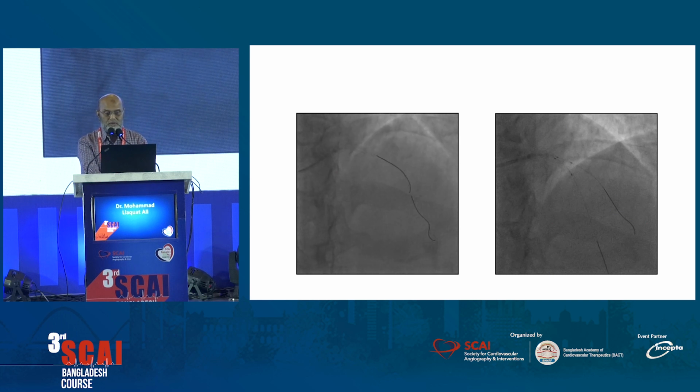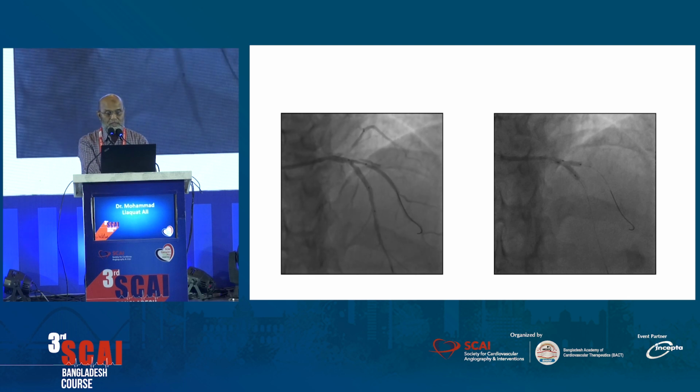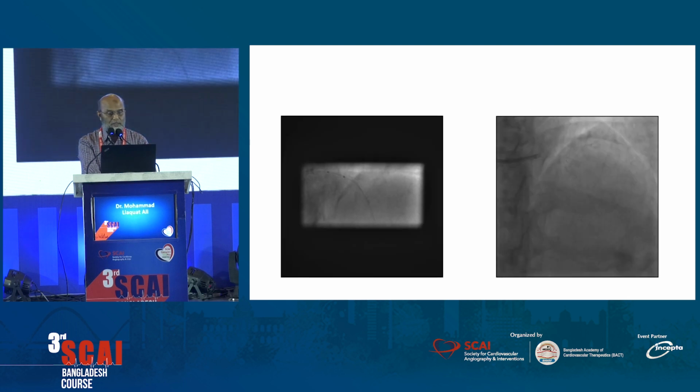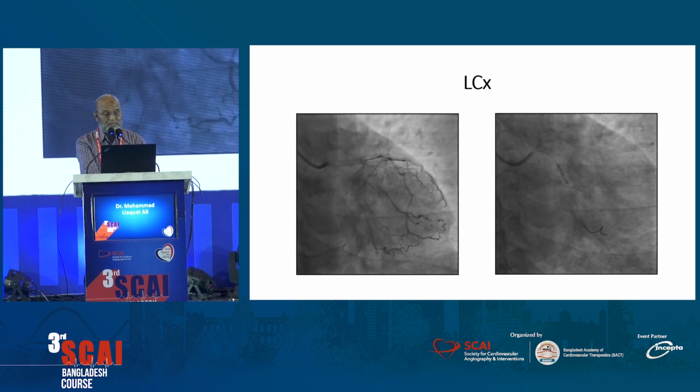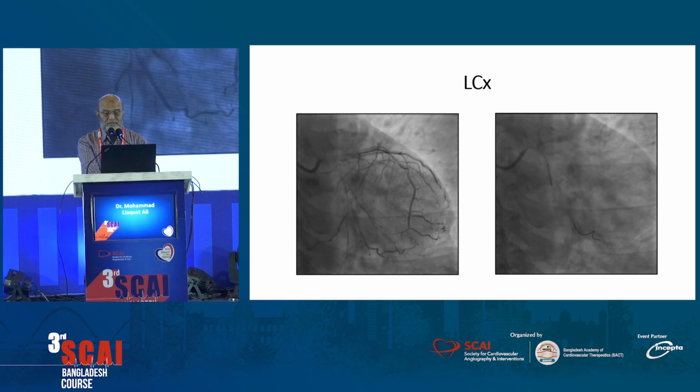So I recrossed the diagonal for the intervention, and I also passed the balloon, and I did the kissing. And after kissing, I did the POT, and we finished with 2 stents, diagonal and LAD. And I was happy with this performance. Then I approached the LCX, and I thought it would be very easy.